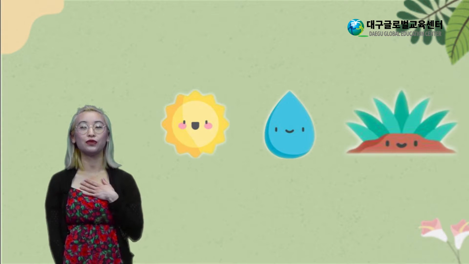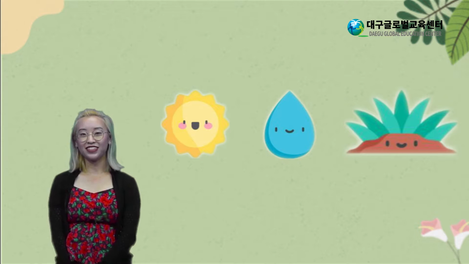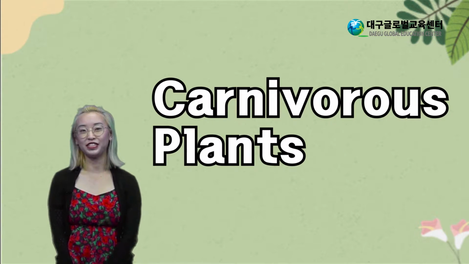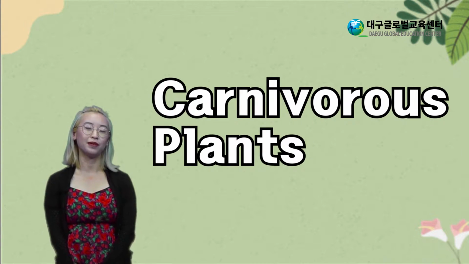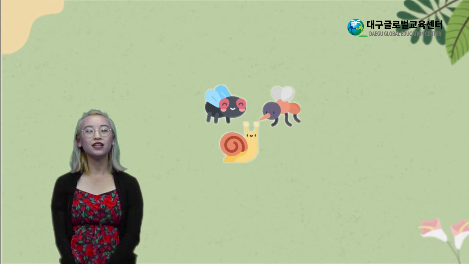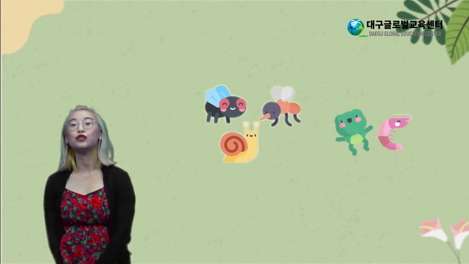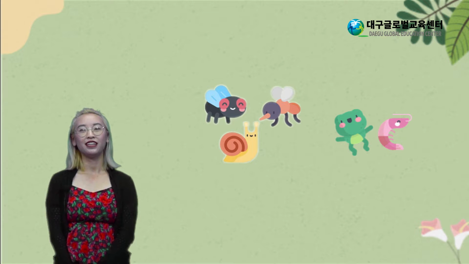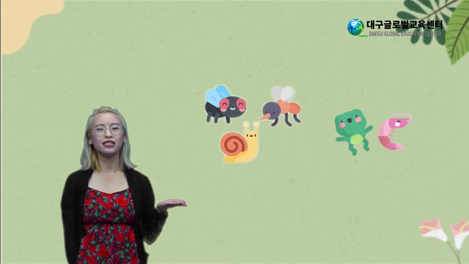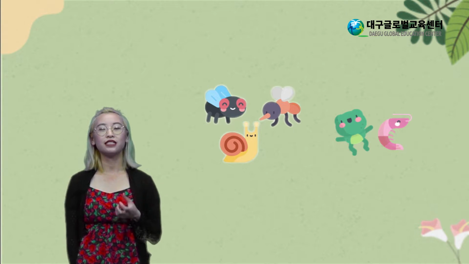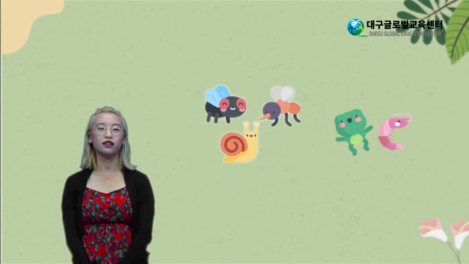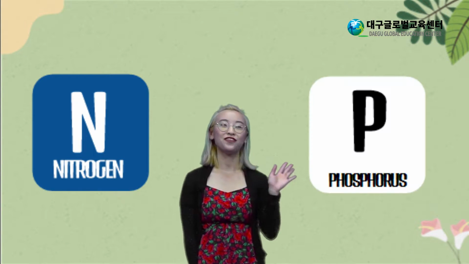Now, most plants only need sunlight, water, and soil to grow. However, carnivorous plants, a special type of plant, also need bugs and small animals to survive. They need to eat bugs and small animals because these are a great source of nitrogen and phosphorus.